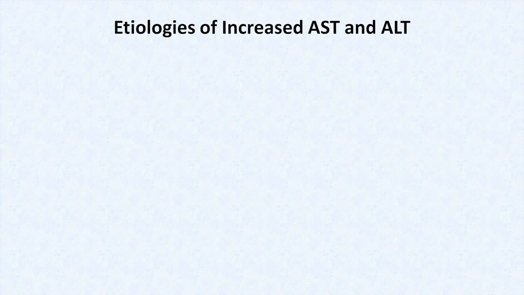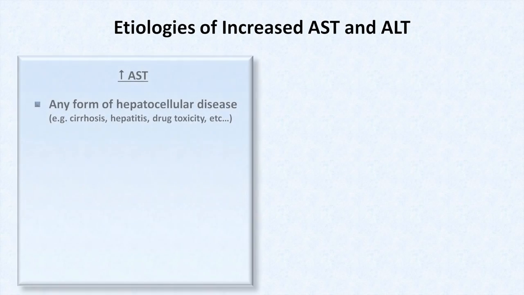Looking at the specific list of etiologies, increases in AST and ALT can be seen in any form of hepatocellular disease such as cirrhosis, hepatitis, drug toxicity, fatty liver, also known as steatohepatitis, and venous congestion from CHF, also known as congestive hepatopathy.